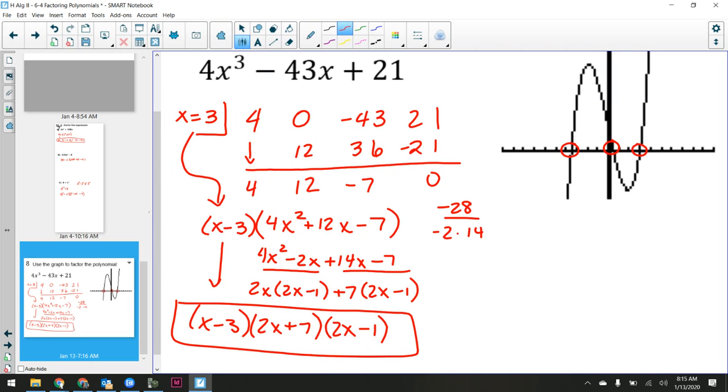So where did these zeros end up being? Well, 2x plus 7 equals 0. Subtract the 7, divide by 2. Negative 3.5. And add the 1, divide by 2. 1/2. Makes sense. Good to go?